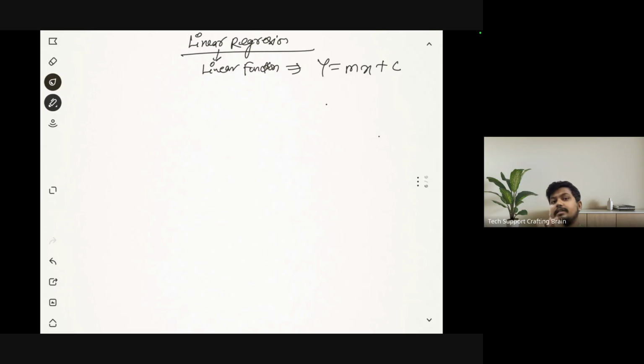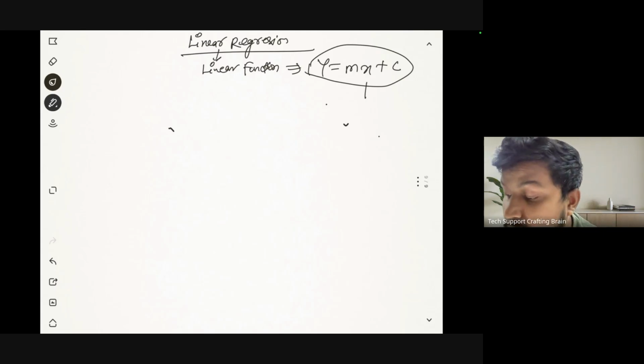Linear function means, guys, on the graph, linear data. Linear data means a straight line. Linear means what, guys? Whenever the word linear comes up anywhere, linear means straight. Simple straight line. So when we call it a linear function, this is the mathematical formula. Okay, y is equal to mx plus c.